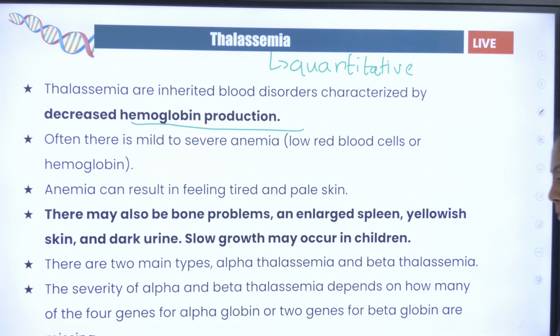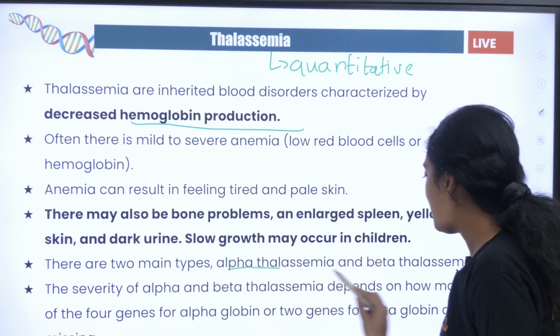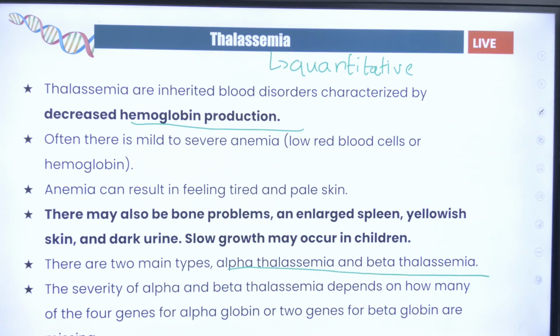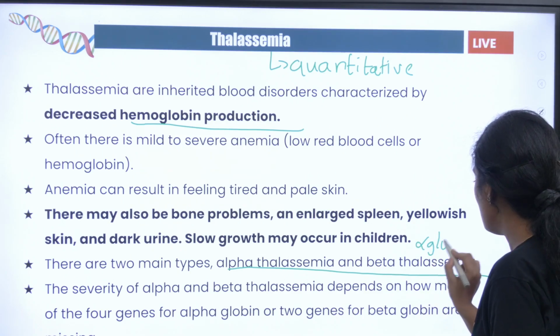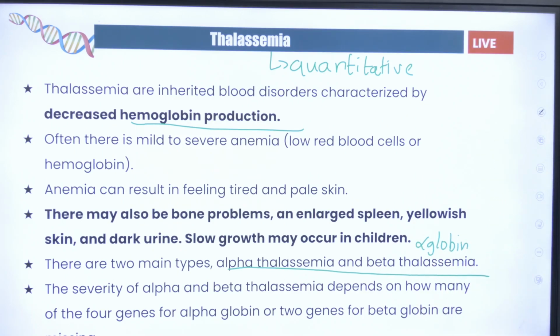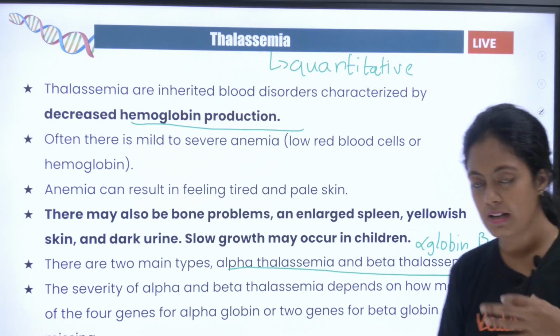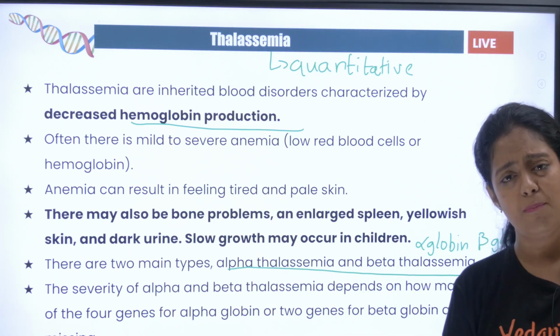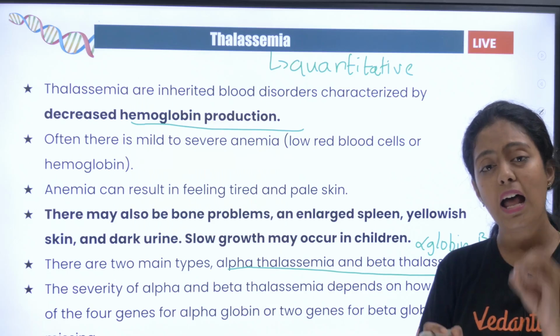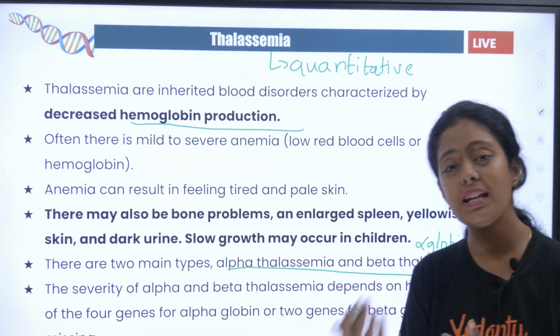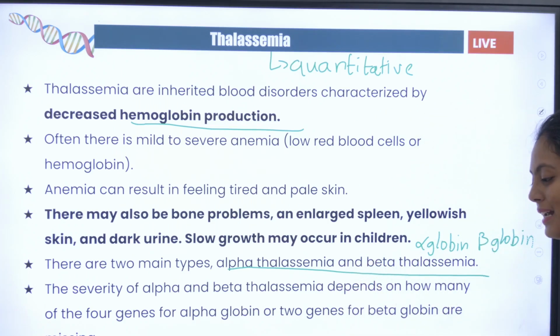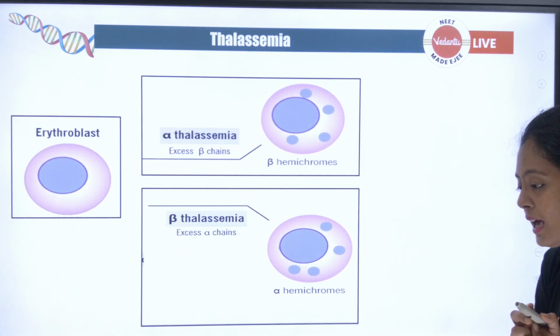There are two types of thalassemia, alpha thalassemia and beta thalassemia. So what is alpha thalassemia? It is going to affect my alpha globin gene. And beta thalassemia? It is going to affect my beta globin gene. Correct? So there are two types of proteins, alpha peptide and beta peptide. If the alpha globin gene is affected, we call it alpha thalassemia, and if the beta globin gene is affected, we call it beta thalassemia. Very easy. Yes or no, guys?